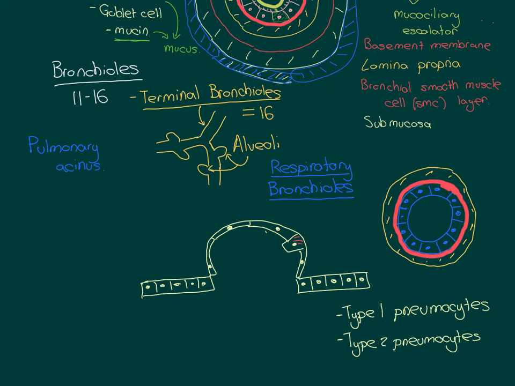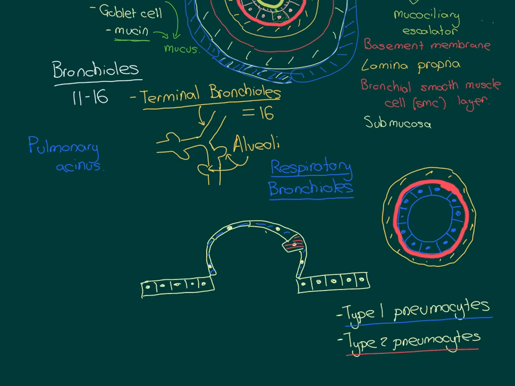So this one here that I'm colouring in red, that's a type 2 pneumocyte. And all the others, which I'll colour in, let's say, in blue, if you can see that. Here they are. These are the type 1 pneumocytes. Okay, so here is the alveolus coming off the side of the respiratory bronchiole.